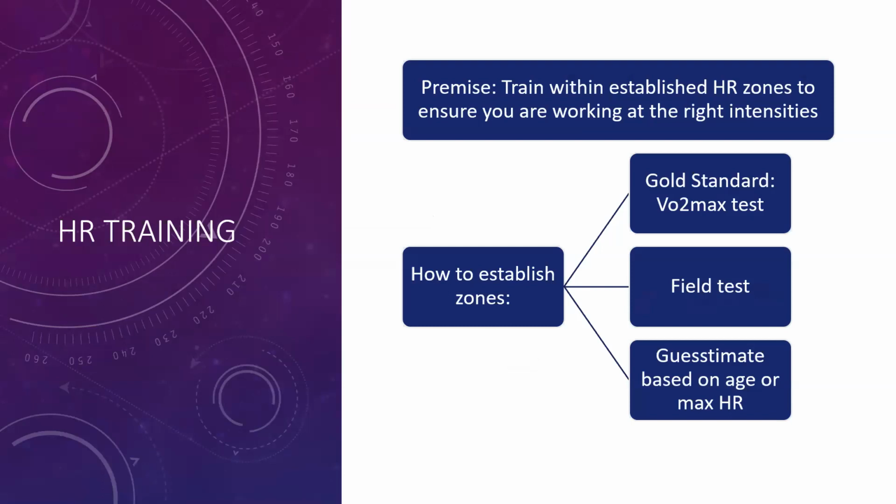You can do a field test, which would be running maybe multiple 800s at different paces, and looking at your heart rate response. But this is difficult to do in more novice athletes because it's really hard to run even paces if you're not experienced with that. Or you can guesstimate based on age or max heart rate, which is what the vast majority of people do.